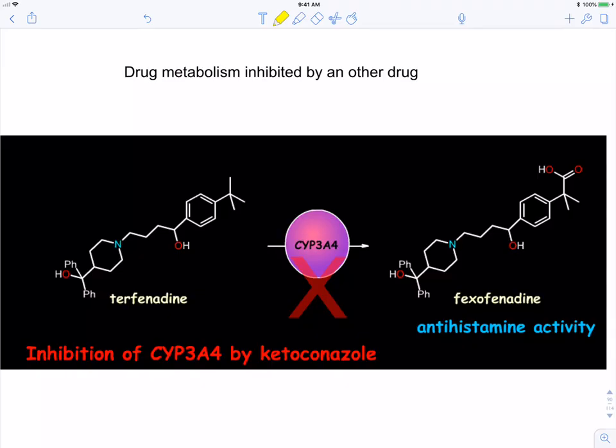Now, let's look at the next factor that can influence metabolism, and that is the simultaneous intake of a drug like ketoconazole that can inhibit, for example, cytochrome P3A4, and therefore interfere with the metabolism of the prodrug terfenadine, which is metabolized in vivo to the active form, fexofenadine, the antihistaminic product.